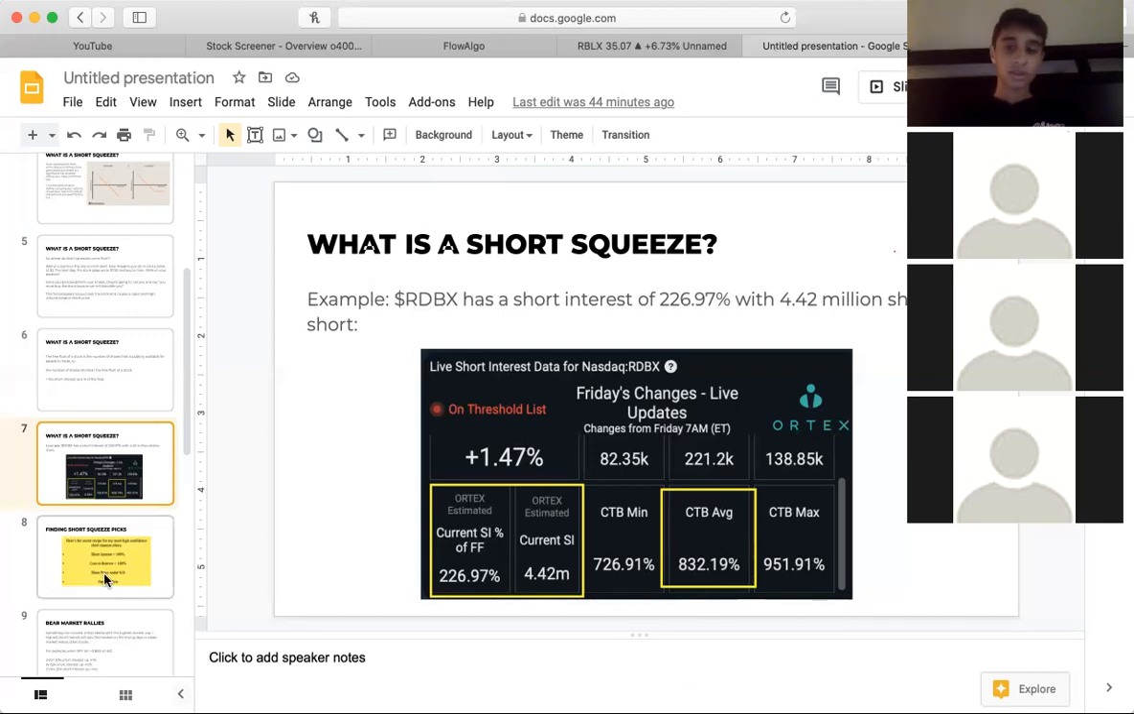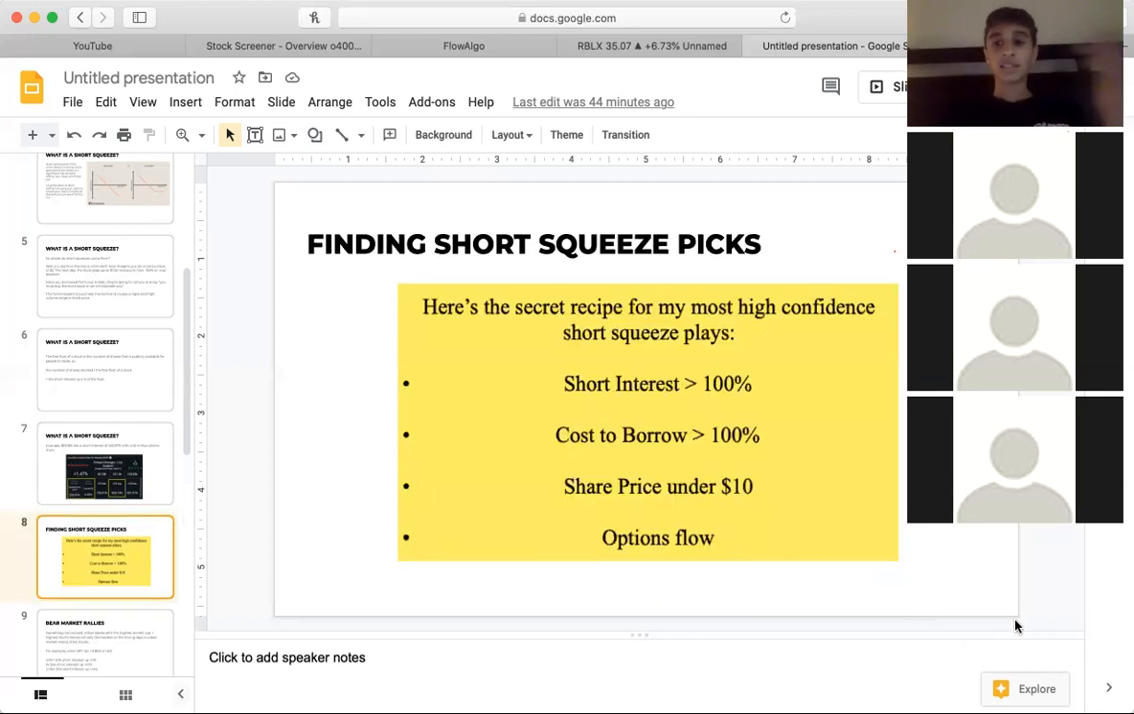So what is considered a high short interest and a high cost to borrow, you might be wondering. This is my recipe for finding short squeeze picks. It's one of the things that I use. I'm always looking for stocks with short interest higher than 100% and a cost to borrow higher than 100%, because this means that a lot of the float is shorted. So when it starts going up, there's going to be a lot of people that need to liquidate their position and cause a squeeze. The cost to borrow being over 100% also means there are not as many shares available for the broker to find, right? So if the broker can't find the shares, at some point there are going to be no shares left to short, and then they're going to have to give it back to the market.